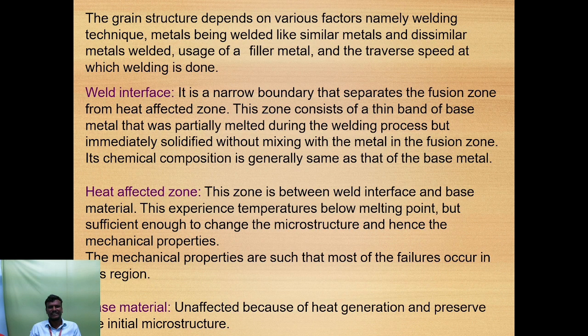And third, the heat affected zone. The heat affected zone lies in between the weld interface and the base material. It experiences temperatures below the melting point, sufficient enough to change the microstructure and hence the mechanical properties. Most of the failures occur in these regions. So the fourth one is the base material, which is unaffected by heat generation and preserves the initial microstructure.